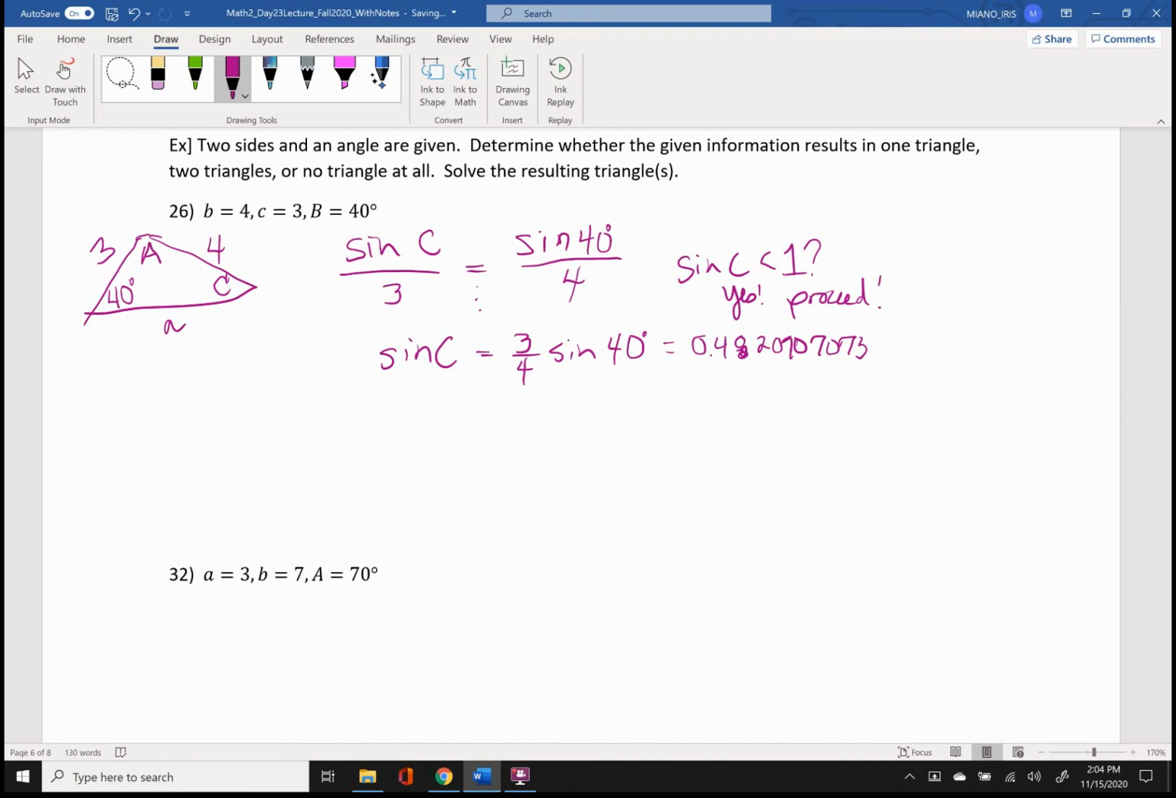Why do we care about this value being less than 1? Well, think of it this way. What's the sine ratio as far as side lengths are concerned? It's opposite over hypotenuse, right? If you're talking about a right triangle, which we're kind of trying to assume that this one isn't necessarily, but that's something that we can kind of liken it to a little bit.